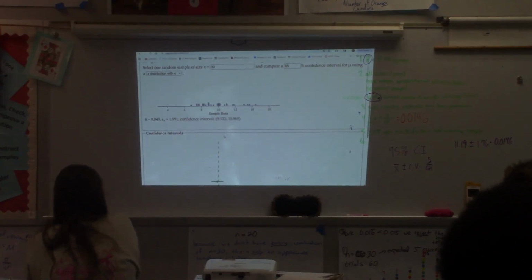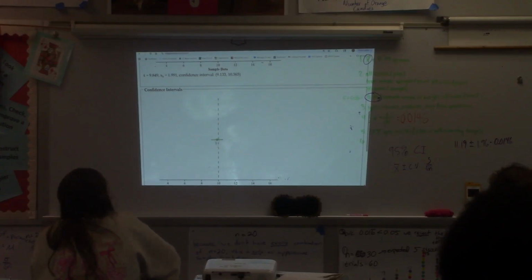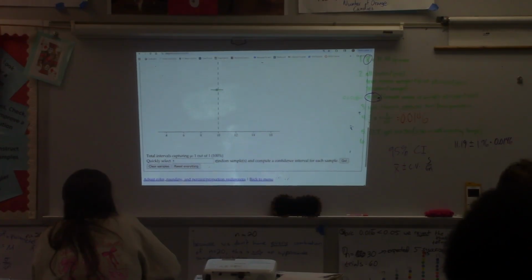And so notice it generated this. There's my sample data, sample size 30, and so it created an interval. Did that interval capture the parameter of 10? Yes. It definitely did, right?